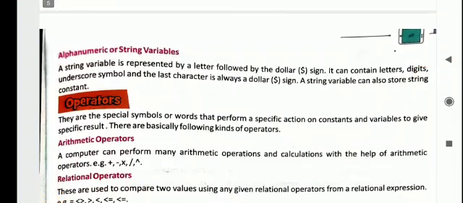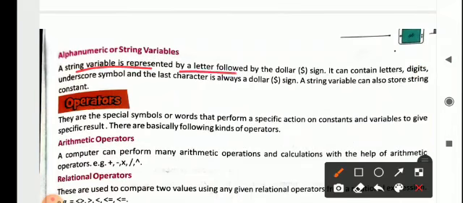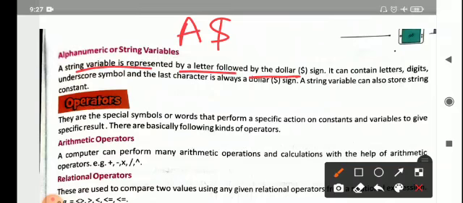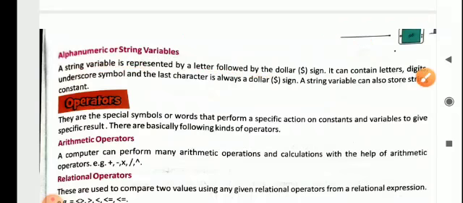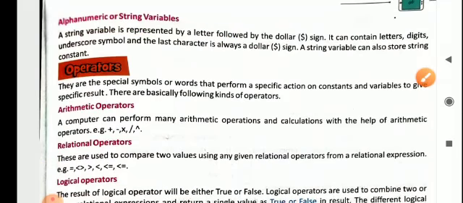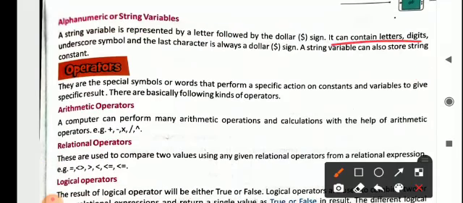Now a string variable is represented by a letter followed by a dollar sign. There should not be any space in between. It should be without any space. If you are writing in this way, it is wrong. So be careful when naming your variable. It contains letters, digits, underscore symbol, and the last character is always the dollar sign. A string variable can also store a string constant.